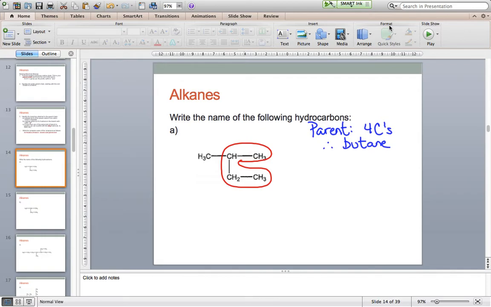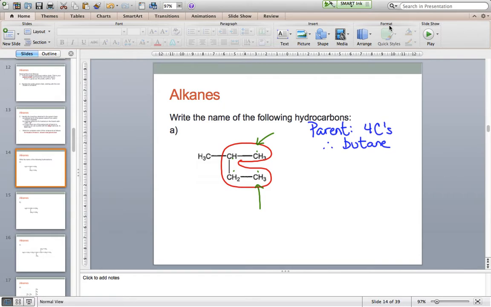On to step 2, which says we need to number this chain in order to give the branches the lowest possible number. So we start numbering with the end closest to a branch. I can start numbering at this carbon up here or this carbon down here. If I start at the bottom, I get 1, 2, 3, and 4. So my branch would be off the 3rd carbon.